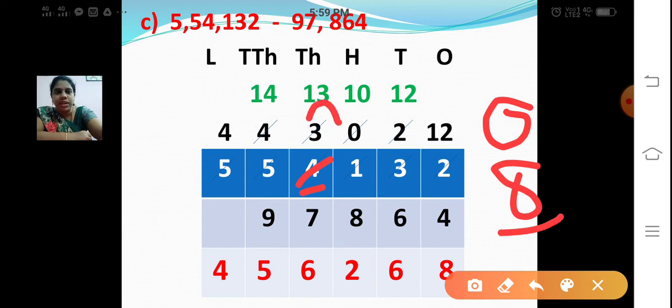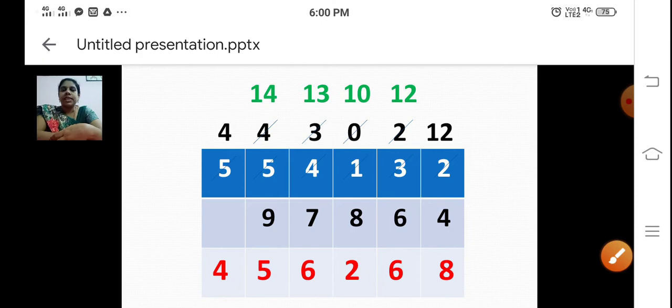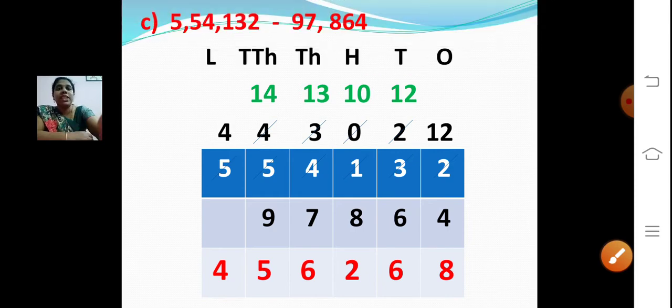If I'm giving 1, this will become 10, right? So 10 minus 8. I'm giving 1000, right? So 1000 minus 800. So 10 minus 8, after 8, 9, 10. So 10 minus 8 is 2. 200. Write it down. 200. Now let's subtract the thousands place. Now what number are you having in the thousands place? 3, right?